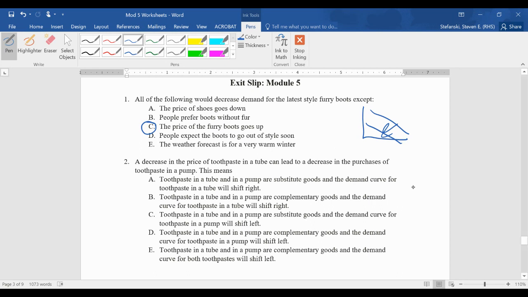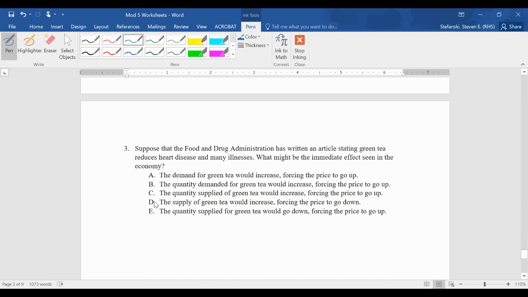The next one, number 2, says a decrease in the price of toothpaste in a tube can lead to a decrease in the purchases of toothpaste in a pump. What does that mean? You should have figured that was C: toothpaste in the tube and the pump are substitute goods, and the demand curve for toothpaste in the pump will shift left.